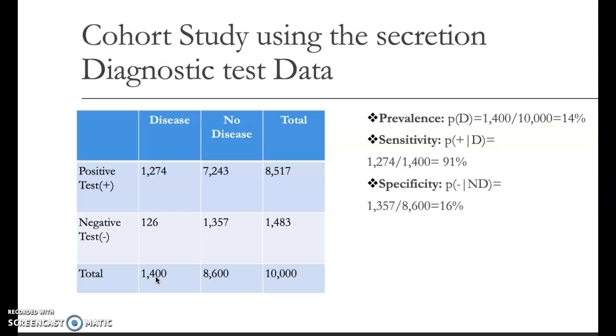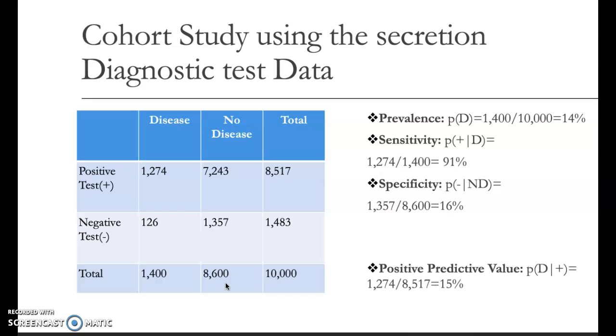All right, so the next thing that was calculated was specificity. Specificity included individuals who do not have the disease and tested negative, which was 1,357. And then we have a total of individuals who do not have the disease in general, which was 8,600. And this concluded into 16%. So again, this is the low specificity that I stated in the previous slide. This means that 16% of these individuals who do not have this disease will be identified.